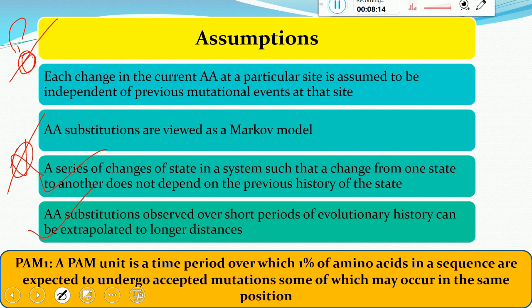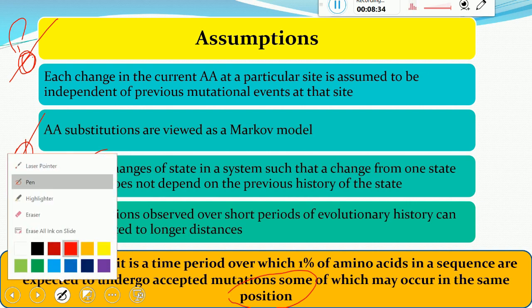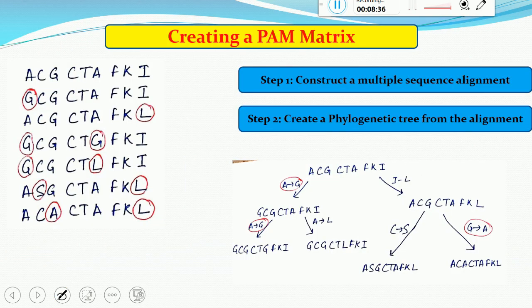Now what is PAM1? A PAM unit is a time period over which 1% of amino acids in a sequence are expected to undergo accepted mutations, some of which may occur in the same position. Okay, let's move further. So this is where we start the creation of a PAM matrix.